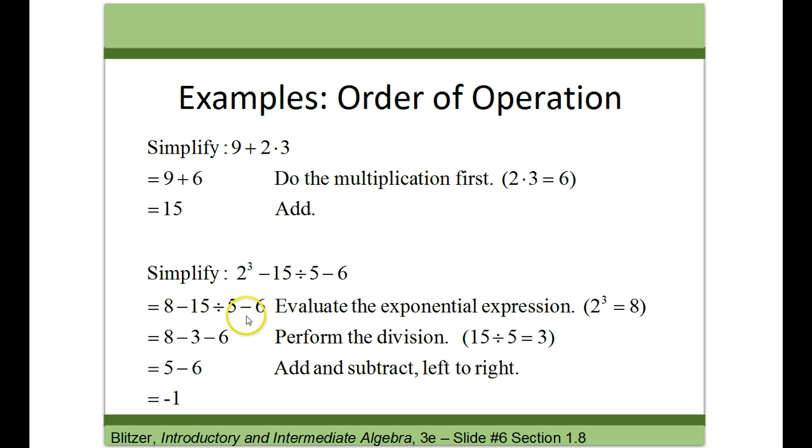Now we have to decide what of these operations comes next. Division comes before subtraction, so we need to perform this division here first. 15 divided by 5 is 3. And now we have a string of subtractions. Remember, we perform these as we read them left to right. So first we perform this subtraction here. We do 8 minus 3, which is 5. And now we handle the last subtraction, 5 minus 6, which is negative 1.